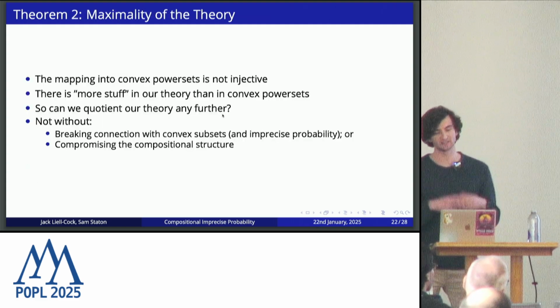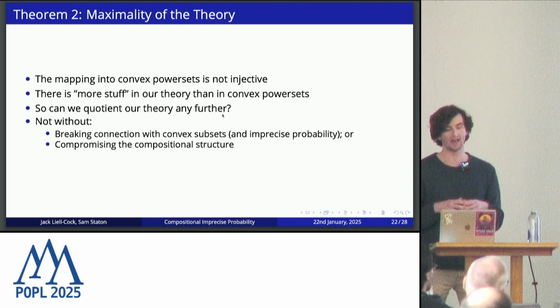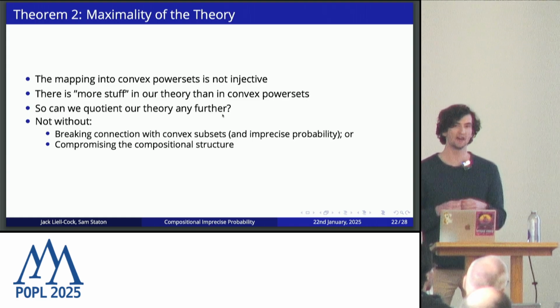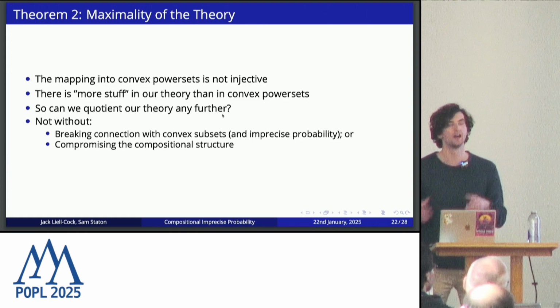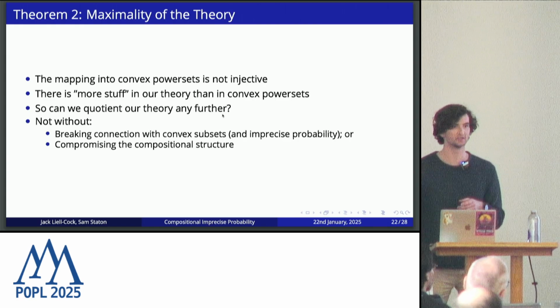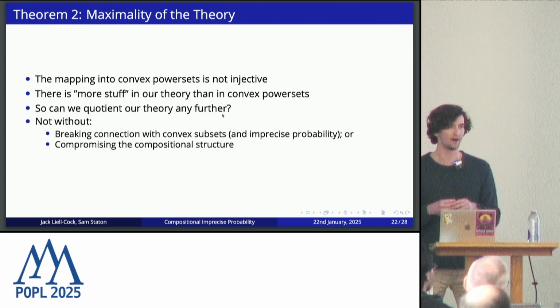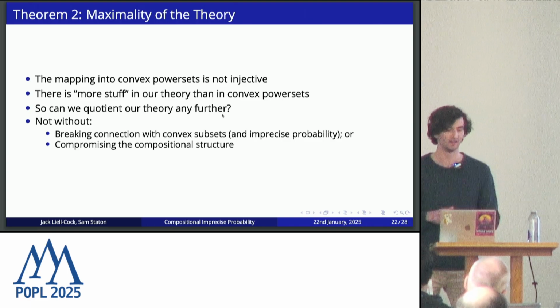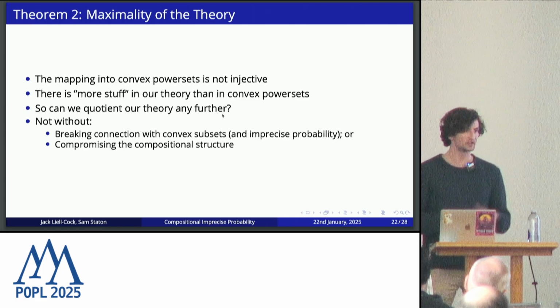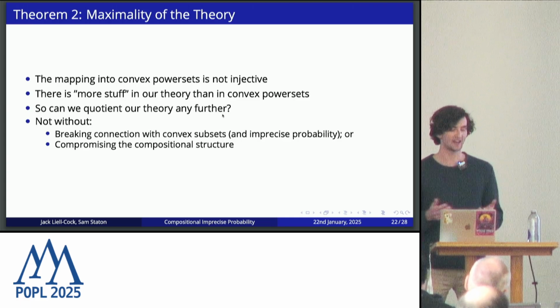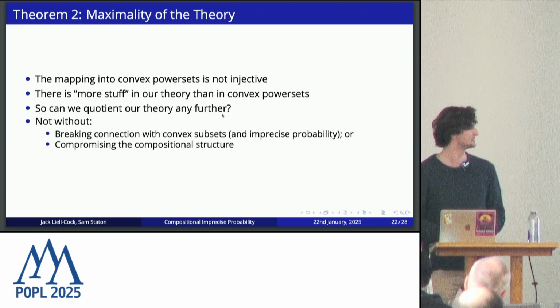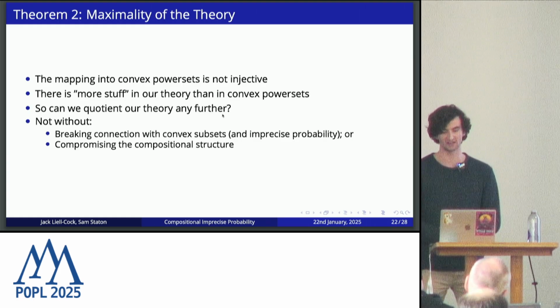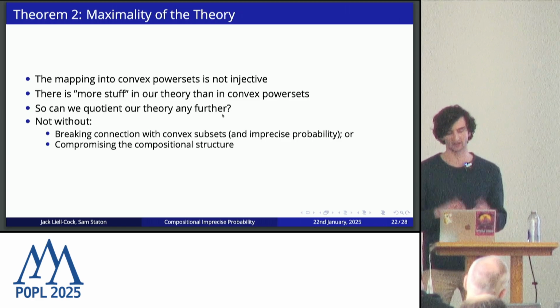And secondly, it turns out there's more stuff in our model than in the convex power set model, in that when we take this mapping across, a few things get mapped to the same value. So we have more stuff in our model, which maybe we don't want because it's strictly larger than what we actually want to talk about. So can we quotient it any further? And the answer turns out to be no, because we'll either break the connection with imprecise probability or we'll compromise the compositional structure.